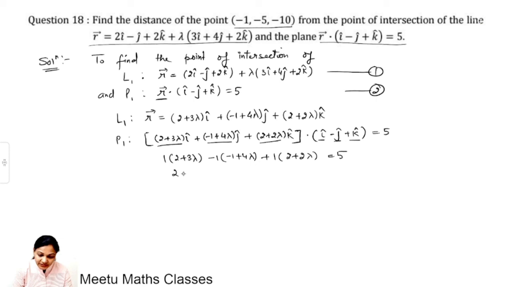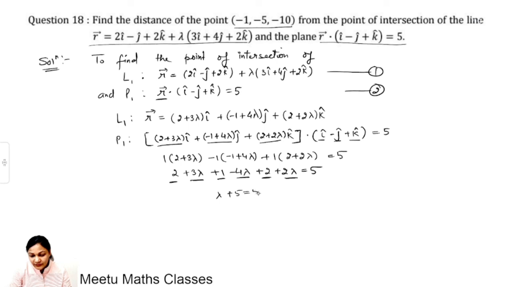So this will give you 2 plus 3 lambda plus 1 minus 4 lambda plus 2 lambda is equal to 5. So 3 lambda minus 4 lambda plus 2 lambda is lambda. This is 2 plus 1, 3, 3 plus 2 is 5. So lambda plus 5 is equal to 5. So lambda will be equal to 0. Now substituting the value of lambda, we will get the point of intersection of this.